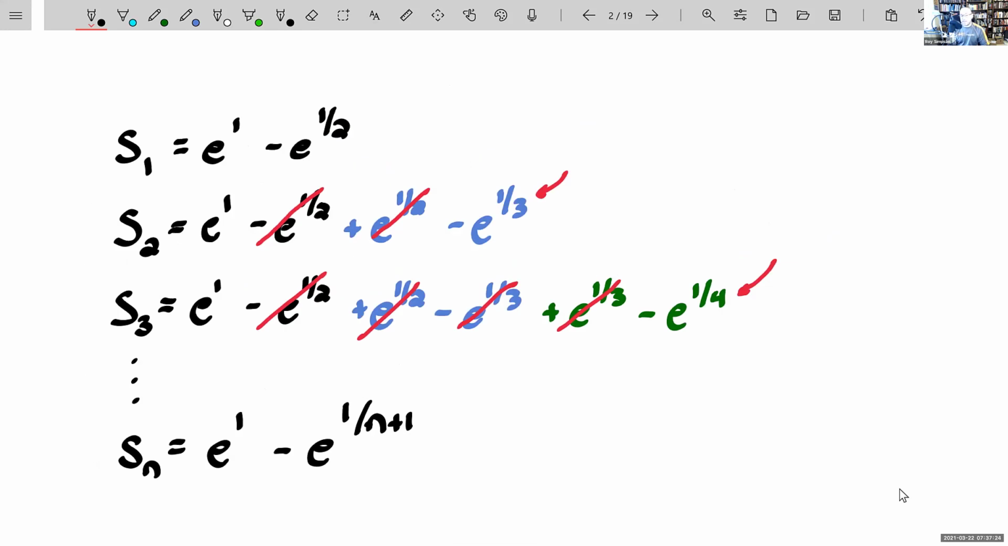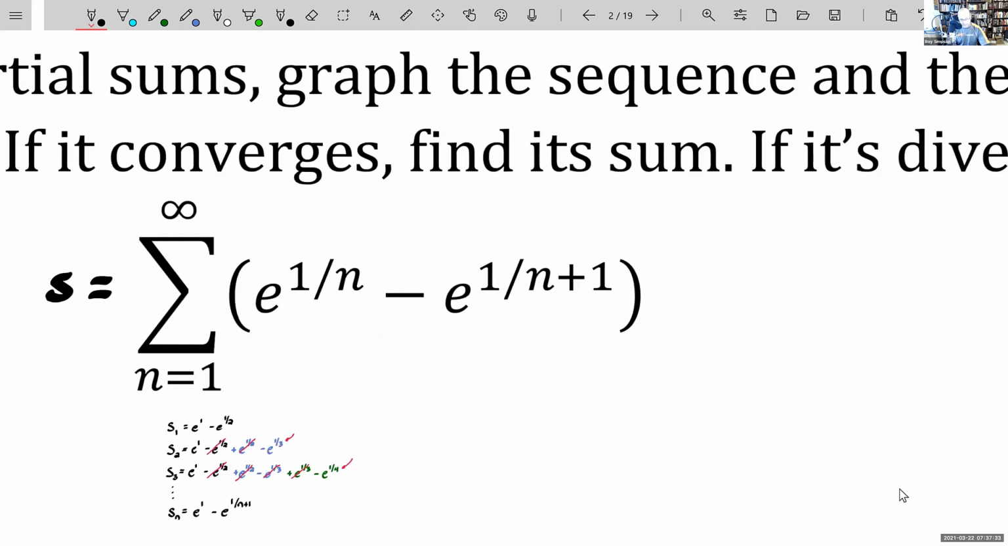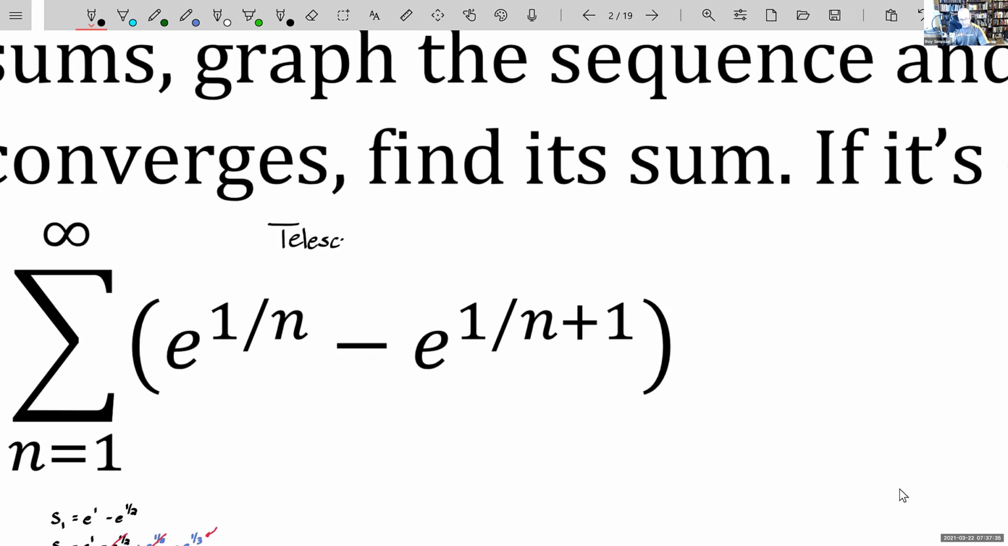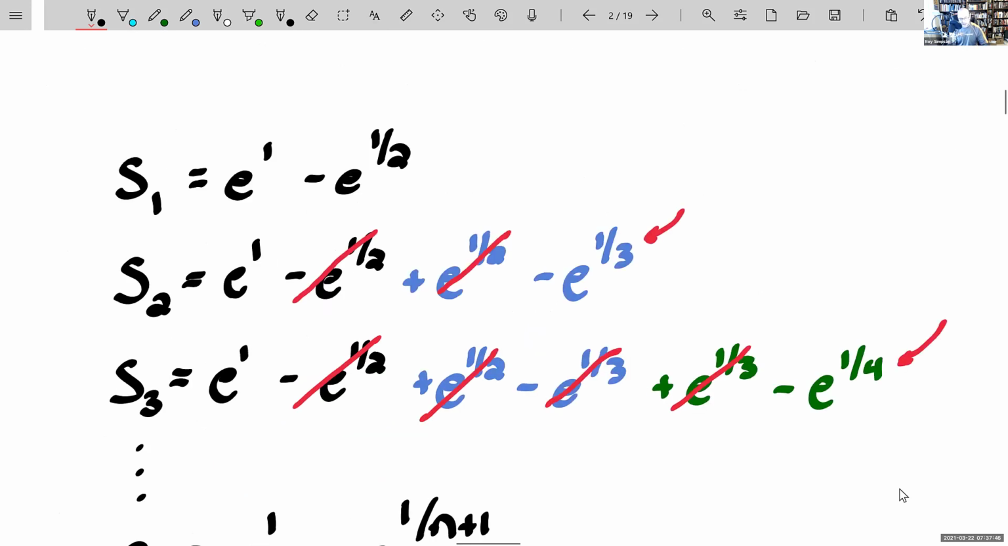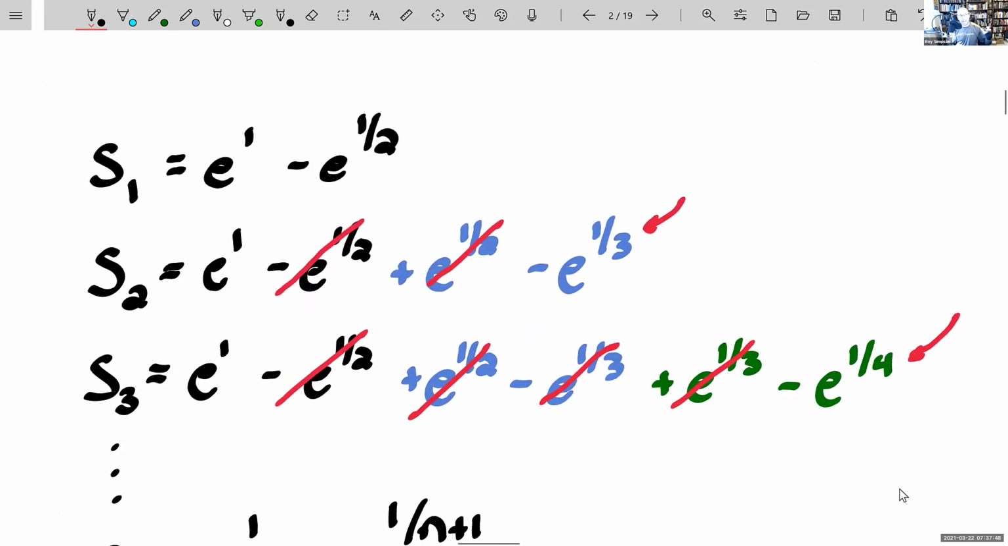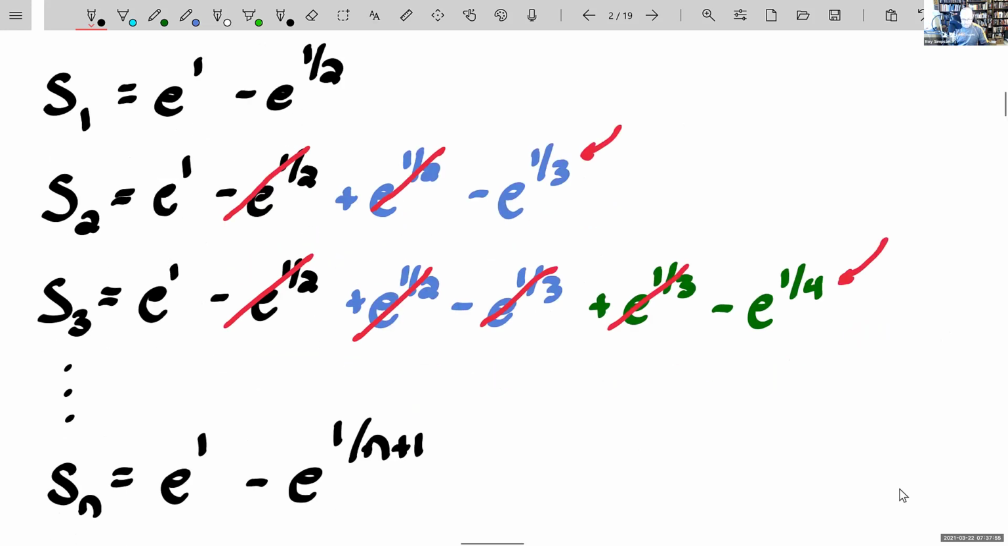Again, this is a great series to look at. This is called a telescoping series because terms cancel. So I'm going to actually write that in. It's a telescoping series because as you open up the series to see the partial sums, it collapses like a telescope, like an old pirate's telescope. It collapses to be just the first and last term of the series.